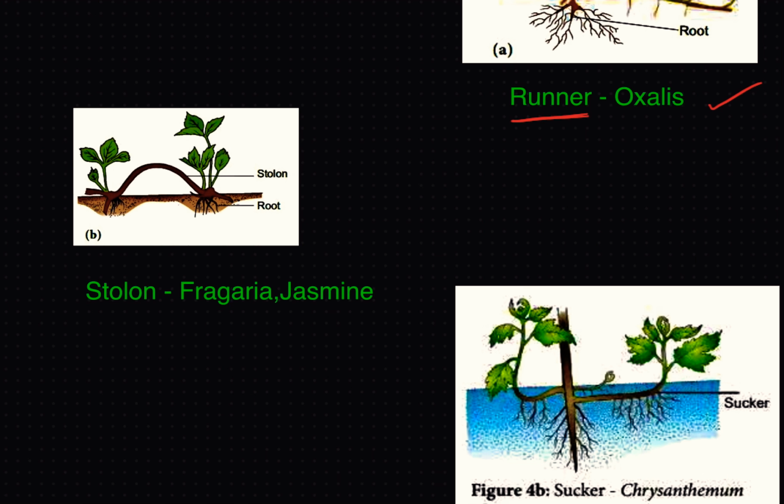Stolon. Stolon is a special type of stem that grows just above or below the soil. This stem grows in an upward direction for a while, and after some time when it comes in contact with soil, it will produce a new plantlet. So, a stolon is a special stem that grows in an upward direction initially from the base of the plant, and then it will bend, and whenever it touches the soil, it gives rise to a new plantlet. Examples of stolon are fragaria and jasmine.